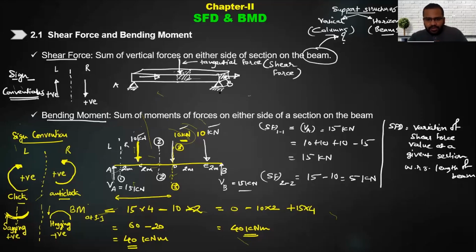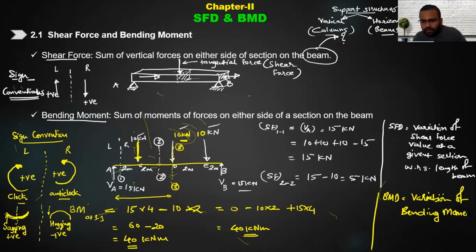Okay, so I am writing what is BMD here. What is BMD then? What we understood? So BMD, bending moment diagram, is nothing but variation of bending moment across the span of the beam. Okay, understood this. So now let's go to the next one.